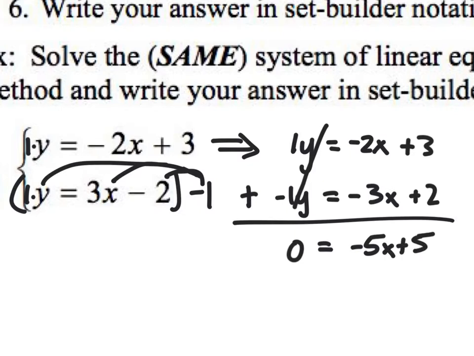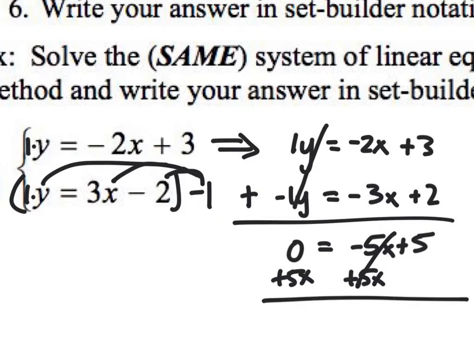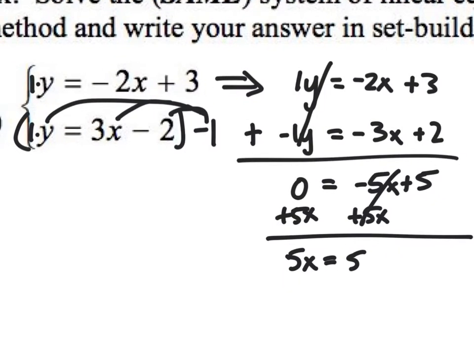Okay, and so now I have this equation that only has an x in it. I've eliminated the y. So now I want to solve this for x. You can do this a number of ways. But what I'm going to do is add 5x to both sides. Okay, so this cancels out over here. I get 0 plus 5x, which is just 5x. And that's equal to 5. Then I'm going to divide both sides by 5, and 5 over 5 is going to give me 1, so 1 is equal to x.